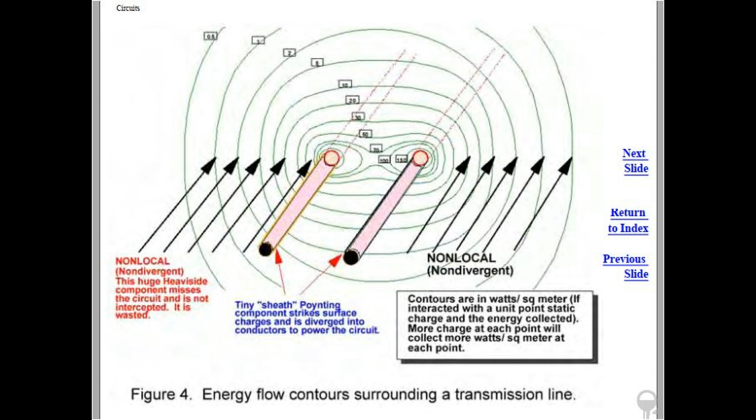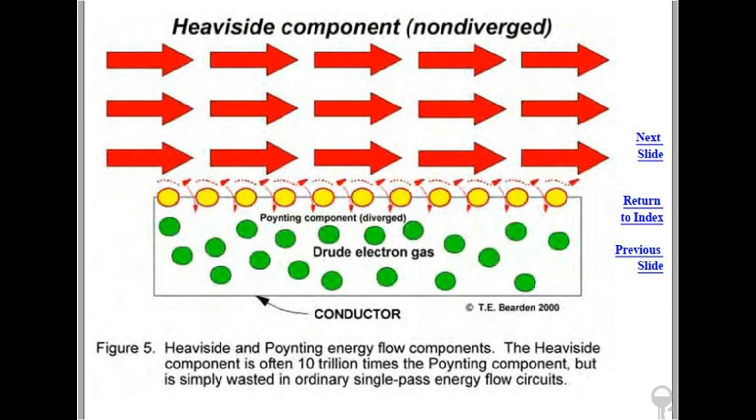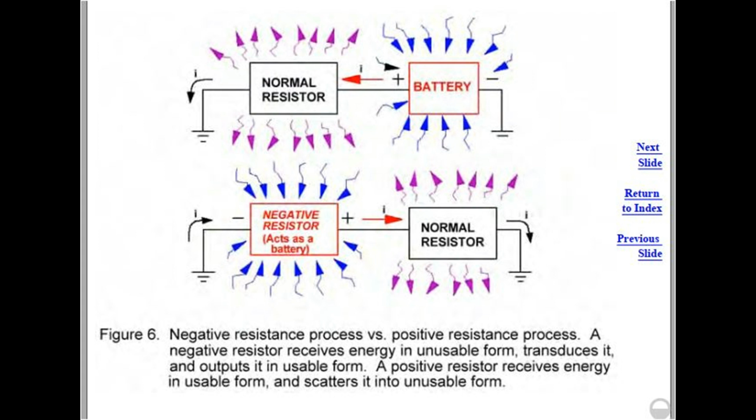Contours are in watts per square meter, if interacted with a unit point static charge and the energy collected. More charge at each point will collect more watts per square meter at each point. Heaviside component, non-diverged. Poynting component, diverged. Drude electron gas. Heaviside and Poynting energy flow components. The Heaviside component is often 10 trillion times the Poynting component, but is simply wasted in ordinary single-pass energy flow circuits. Negative resistance process and positive resistance process.